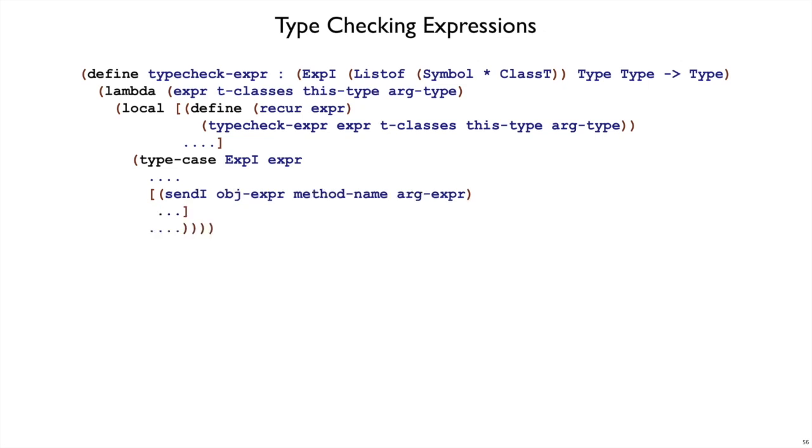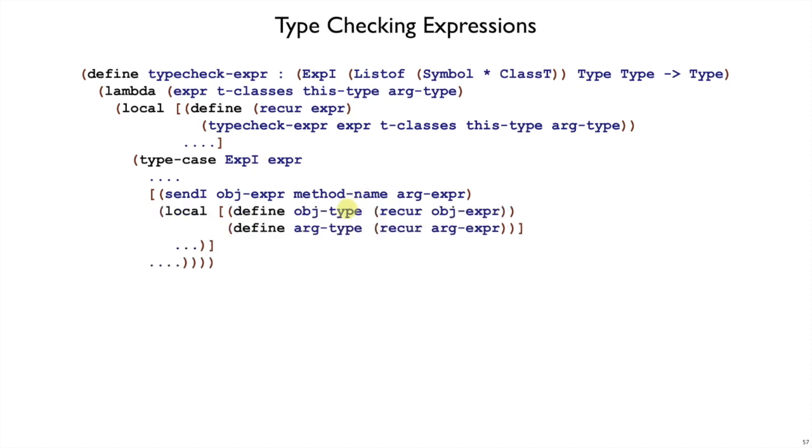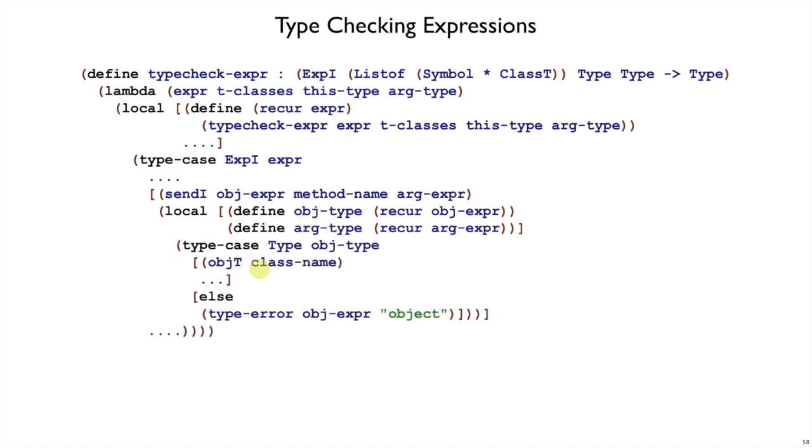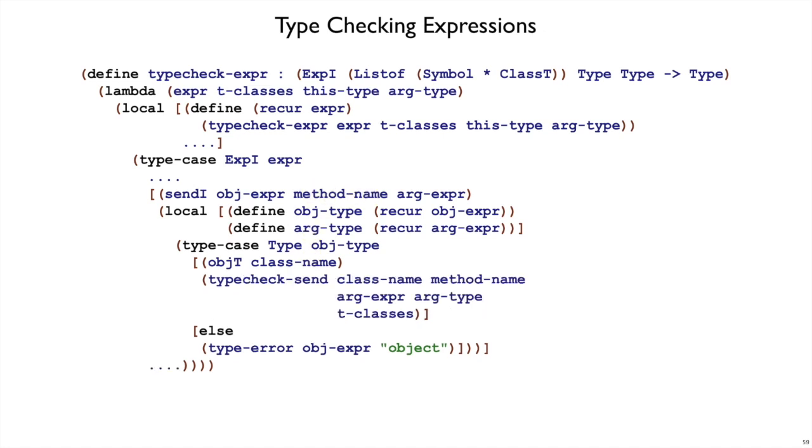SendI is going to be kind of similar because we've got an object expression and a method name. So we're going to type check the argument expression, and we hope that we get an object type back. Also, the actual argument is an expression, so we will recur and type check that to get the actual argument type. Now that we have an obj type here, as long as it's an obj, then that means we know the class that will have the method that we're calling. So then we can go type check ascend to that particular method and that particular class.